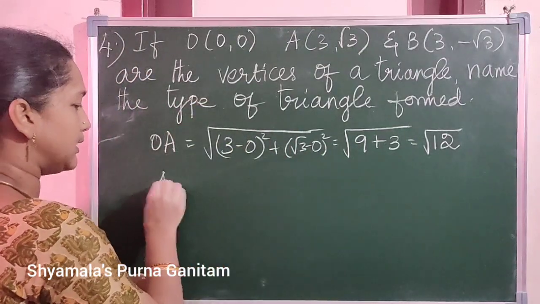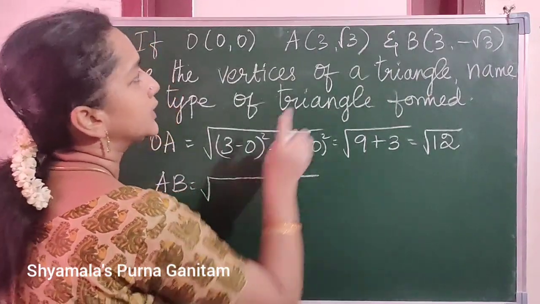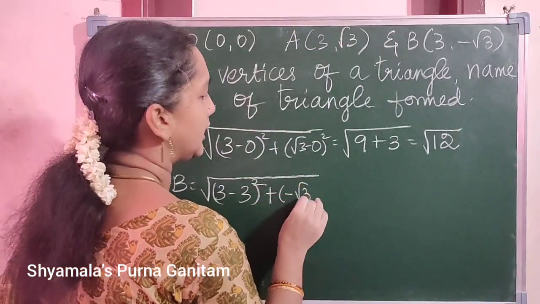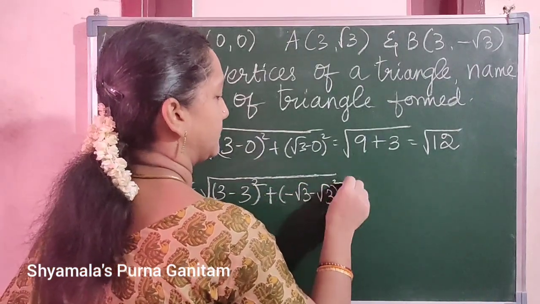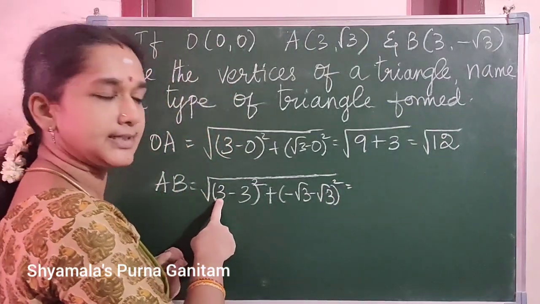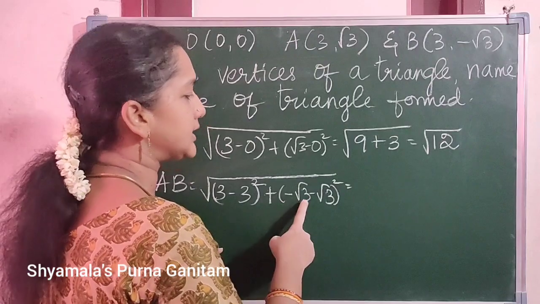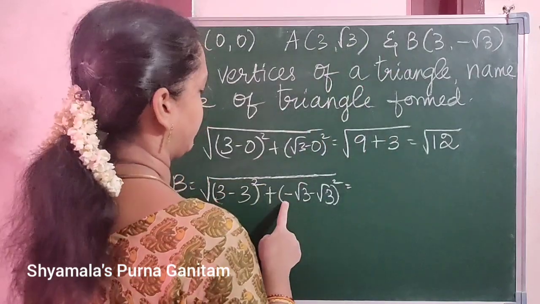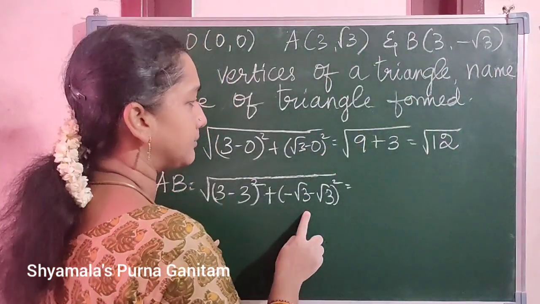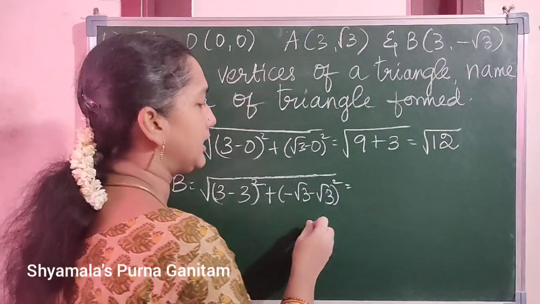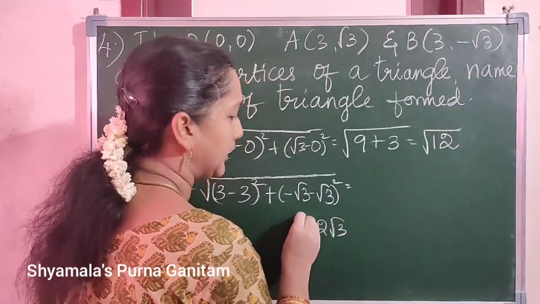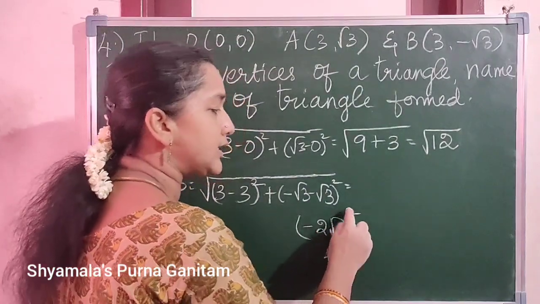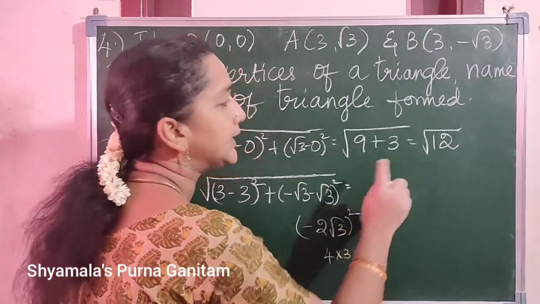The next one is AB. AB is equal to root of (3 minus 3) the whole square plus (minus root 3 minus root 3) the whole square. Okay, so 3 minus 3 is 0 you will get. This one will be minus root 3 minus root 3. When you simplify this, you will get minus 2 root 3 the whole squared. So minus 2 root 3, 2 2s are 4, root 3 squared will be 3. So 4 3s are 12 you will get.